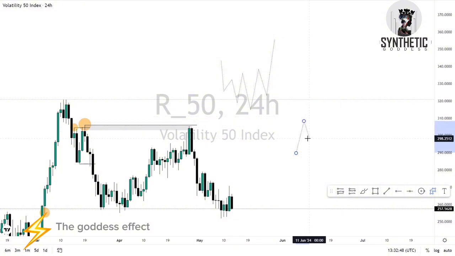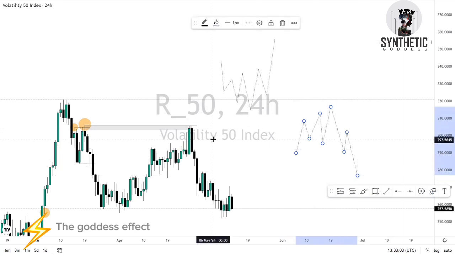Then we have a low. We have a high broken. Then we come back to reach this low. We come back to reach this high again. Then you have something like this. And then you get your continuation entry for this particular setup.